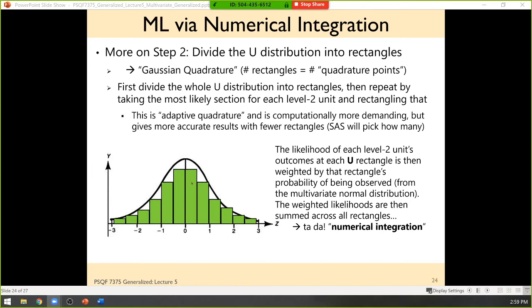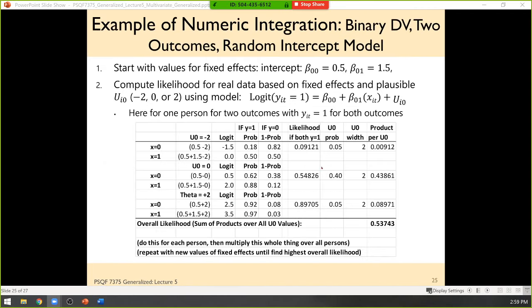That's why the program in SAS picks how many it thinks it needs. The more you have, the longer it's going to take. So 15 is standard, like I said, or 7, whatever it is. That's the number of tries for each person's U that this is going to go through. Let me explain this more concretely, because this is a table I adapted from another book, where I first felt like I understood this.